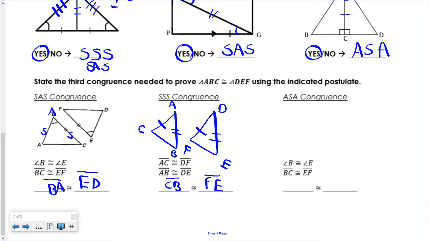Alright, what do you guys think? What's the third congruency that I need? First of all, is it another side or another set of angles? It's another set of angles. So I already have one set of angles, I already have one side, I need the other set of angles. Which set of angles will help me get that sandwich pattern?